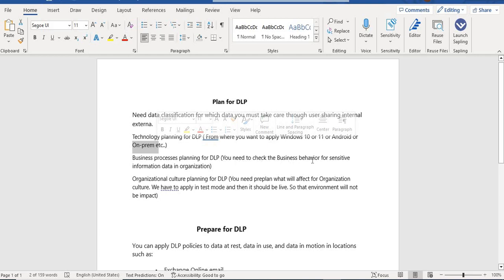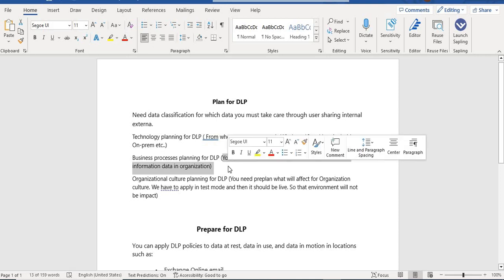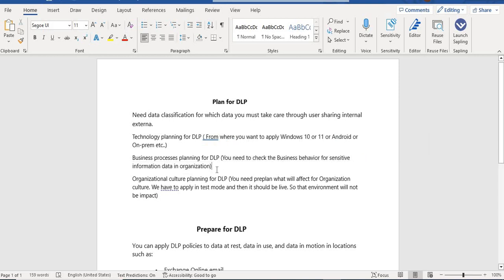You need to check the business behavior for sensitive information data in the organization. So now, here is the second phase of planning. If you apply the DLP policy, what will be the effect of this in your organization? I hope you understood these points as well, because what is the drawback, what will be affected in your organization after configuring this policy.